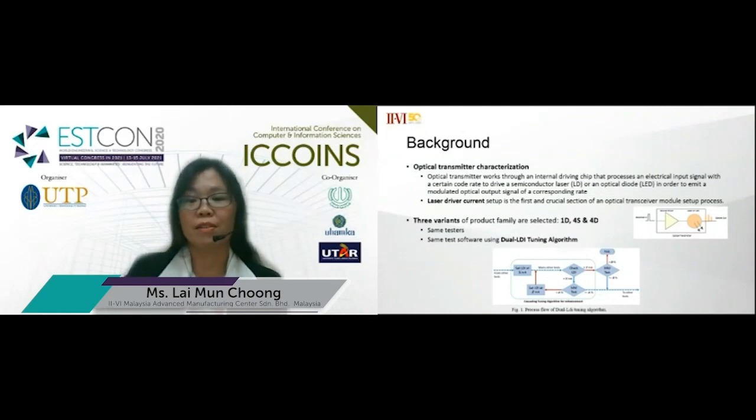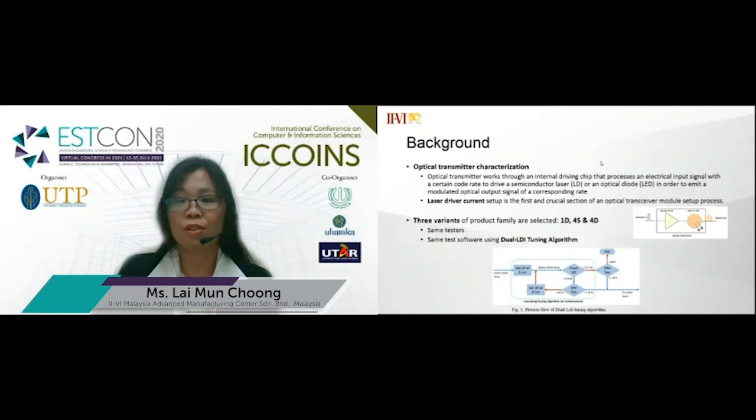Optical transmitter characterization. An optical transmitter works through an internal driving chip that processes an electrical input signal with a certain code rate to drive a semiconductor laser or an optical diode in order to emit a modulated optical output signal of a corresponding rate. The laser driver current setup is the first and crucial section of an optical transceiver module setup process. In this study, 3 variants of product family selected are 1D, 4S, and 4D.